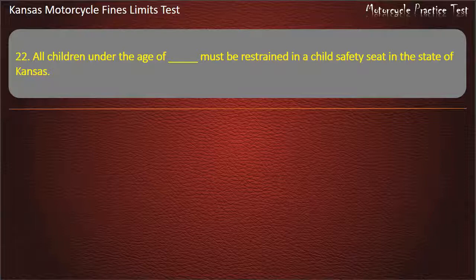Question 22. All children under the age of must be restrained in a child safety seat in the state of Kansas. 4, 2, 5, 3. Answer: 4.